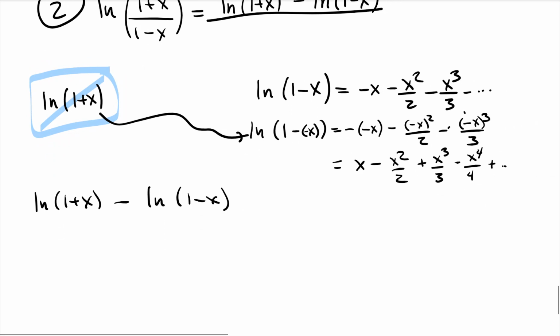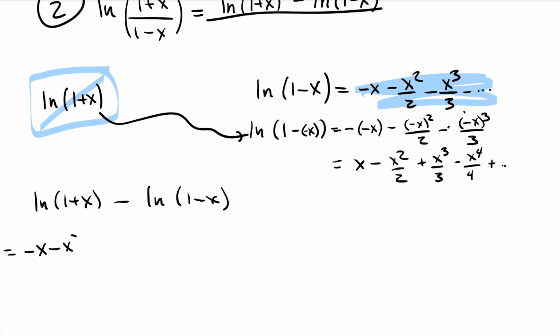So let's pop this in down below. This is equal to negative x minus x squared over 2 minus x cubed over 3 minus, and it continues on. And I'm just going to use a little parenthesis around it. And then we're going to subtract out. Oops, I wrote the wrong one. The 1 plus x goes first. We want this one first.